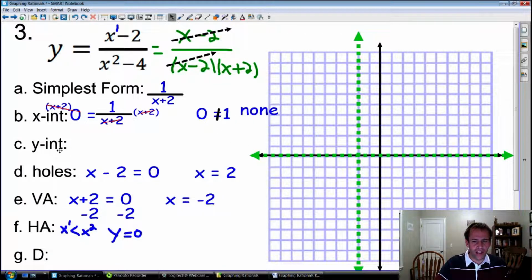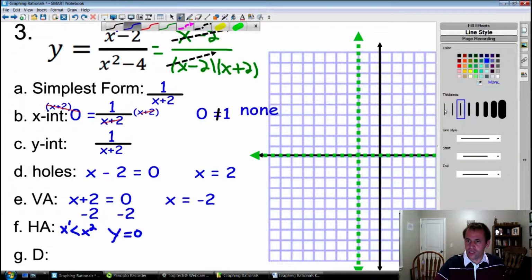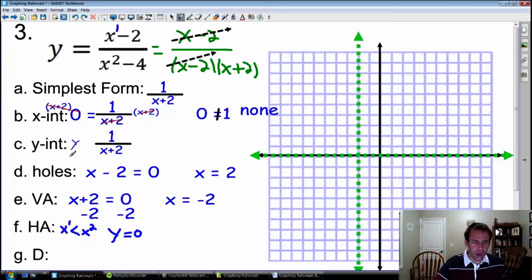Cool. Now the y-intercept, we can find that one by setting x equal to 0. So we'll grab this one right here. We're going to set y is equal to that, and then change the x and make it a 0. And so 1 over 0 plus 2, well 0 plus 2 is just 2, so we get y is equal to a half. So at x equals 0, y equals a half.